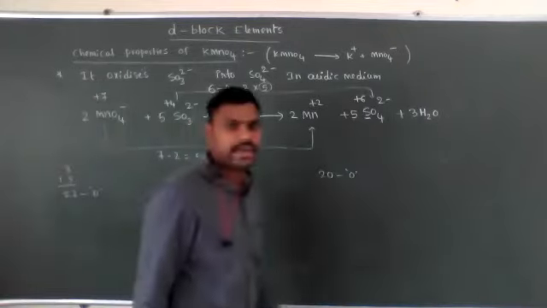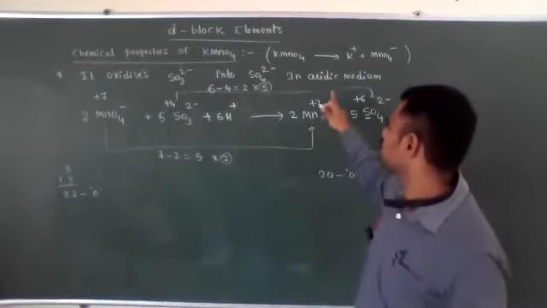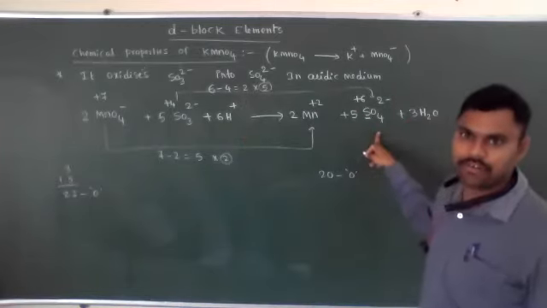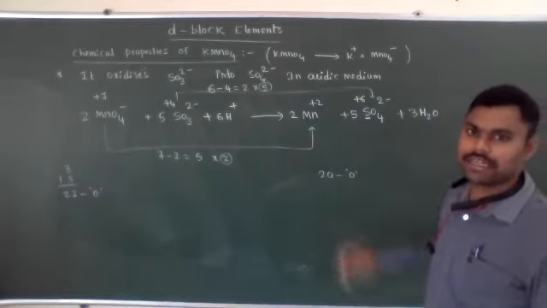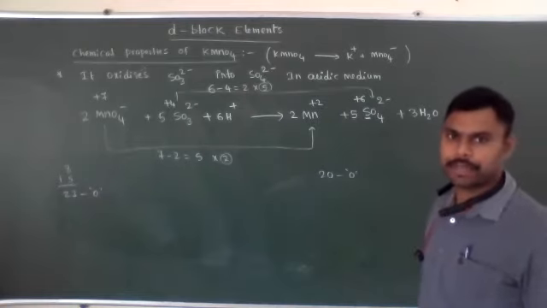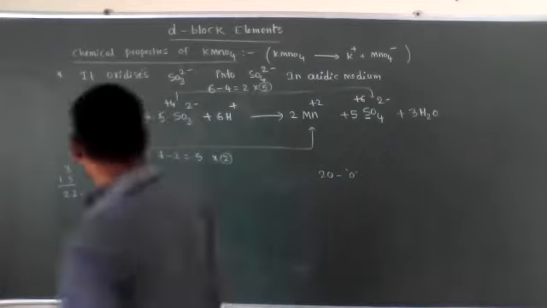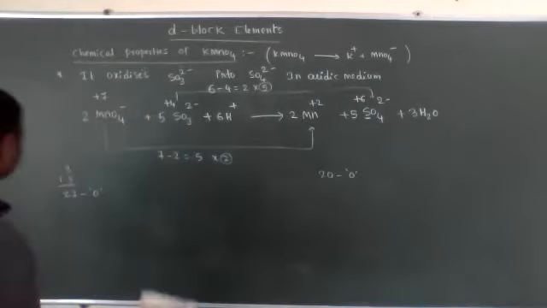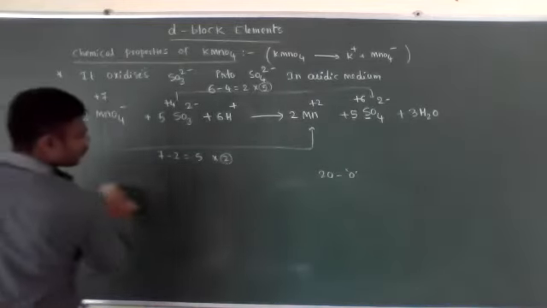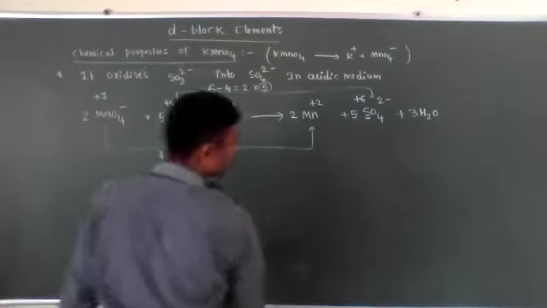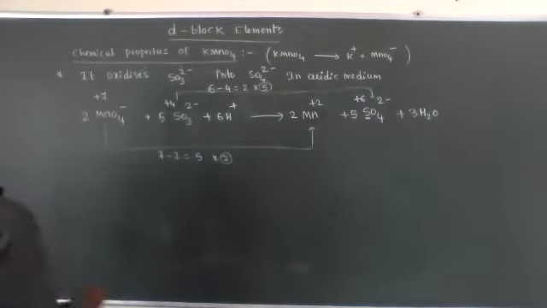Sulfite ion, SO3 2 minus, is converted into sulfate ions, SO4 2 minus. Okay. Let's see one more example.